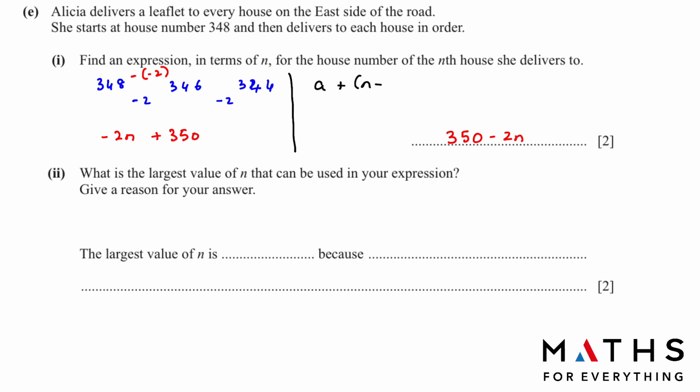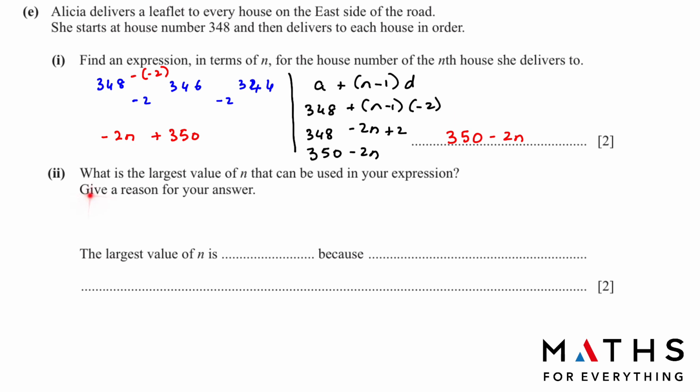You can use the rule a plus (n minus 1)d. Replace your a, replace your d. Be careful if there is a negative. Negative 2 multiplied by n will be negative 2n. Negative 1 multiplied by 348 here. Negative 1 multiplied by negative 2 is positive 2. When you add this, you will get 350 minus 2n.